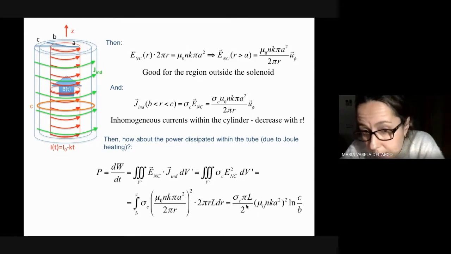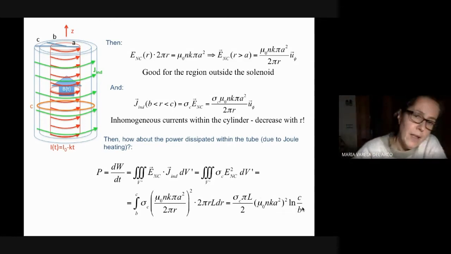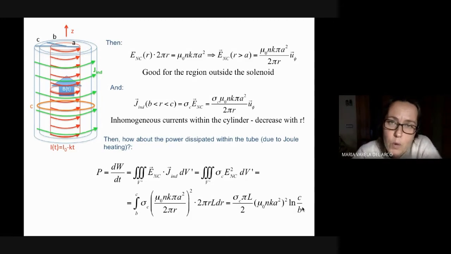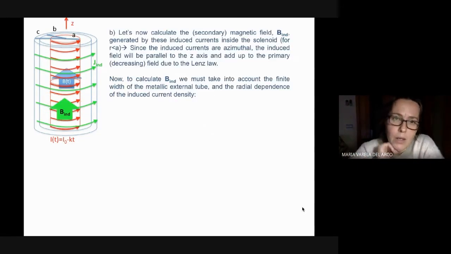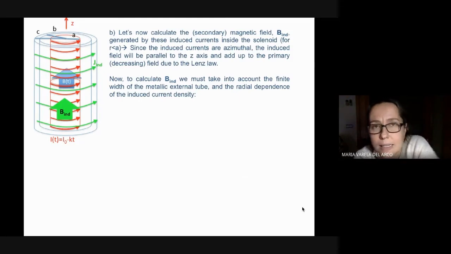All of these constants times the logarithm of C over B. That is the dissipated power within the cylinder due to the conduction current circulating counterclockwise. Okay? All right, then. Next thing they say, oh, well, we have all this current circulating in the outer cylinder.